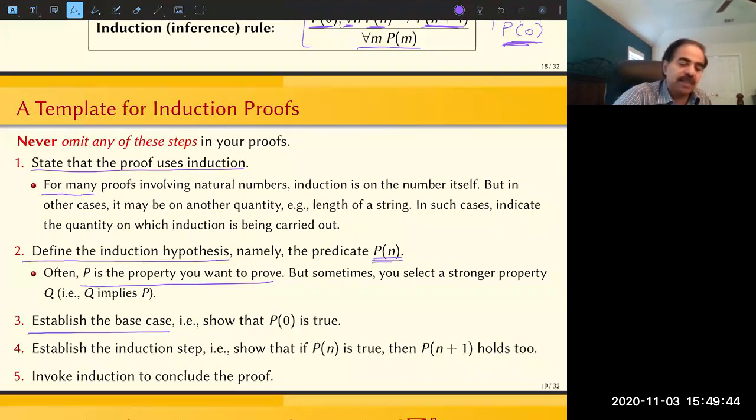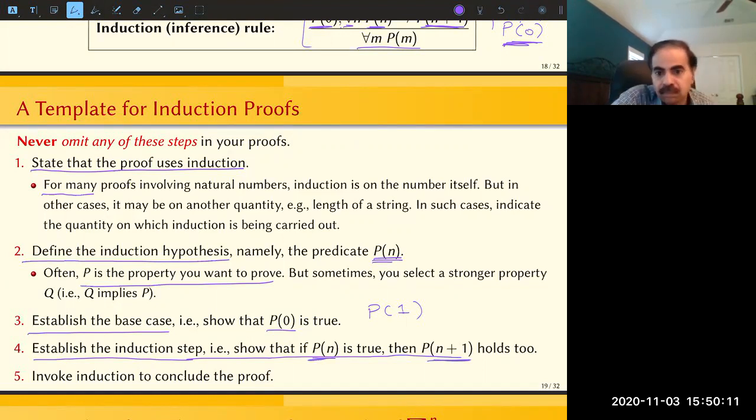Then you establish the base case, which is showing that P of 0 is true. As I said, there will be cases where instead of P of 0, you may be proving P of 1, but still it is called a base case. It's your basement or foundation. Then the most important step is the induction step, where you go from P of n to P of n plus 1.